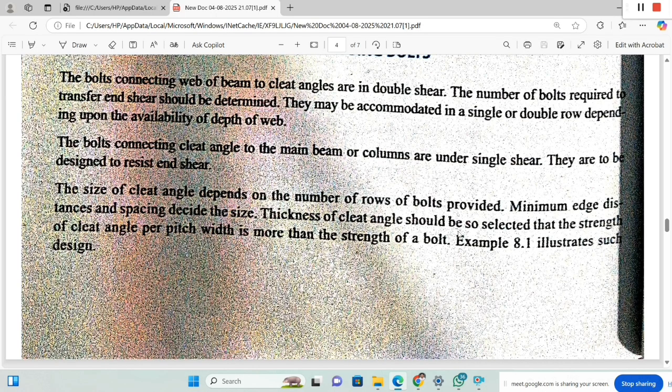The thickness of the cleat angle also should be selected such that the strength of the cleat angle per pitch width is more than the strength of the bolt. So another consideration is that the thickness of the cleat angle connecting beam to column or beam to beam depends on the strength of the angle. The strength of the angle should be more than the strength of the bolt. These considerations you have to consider while designing the simple connection.